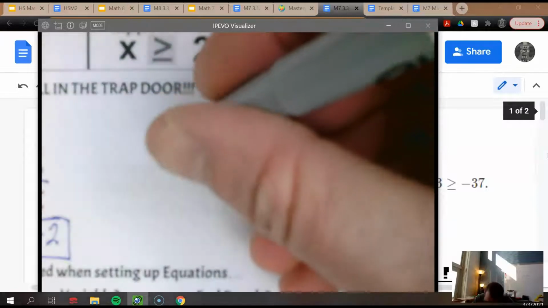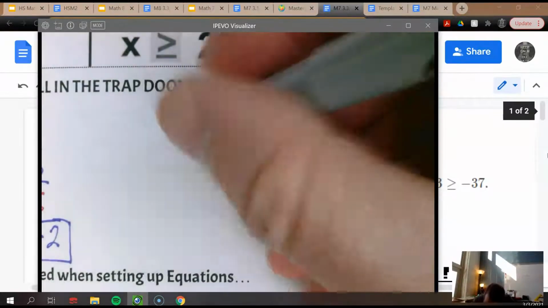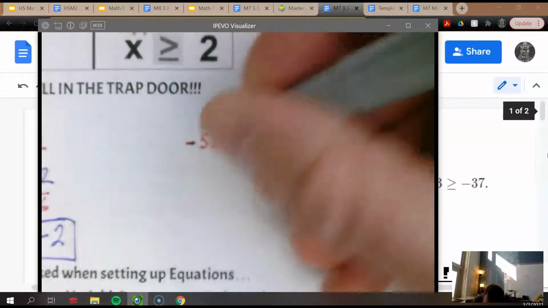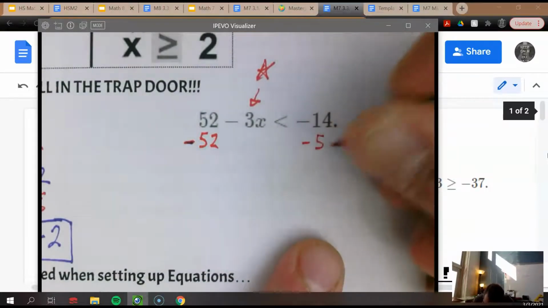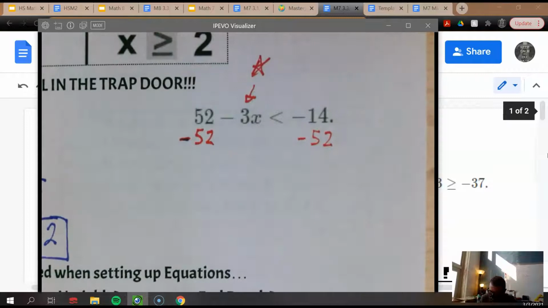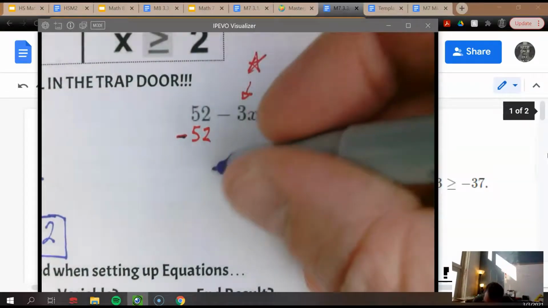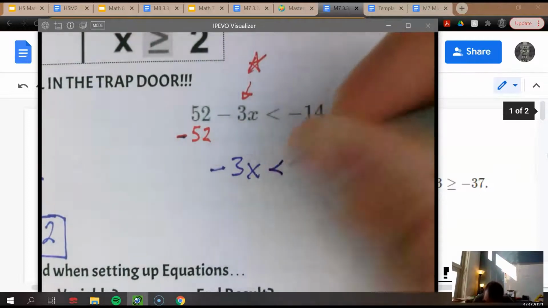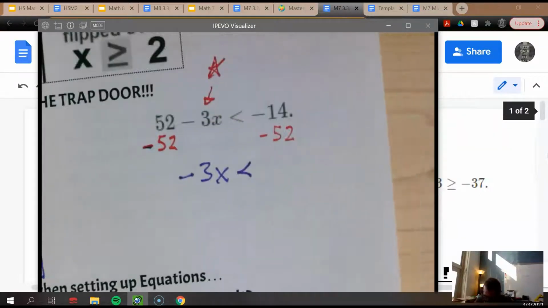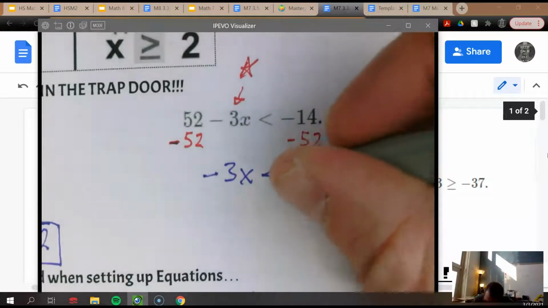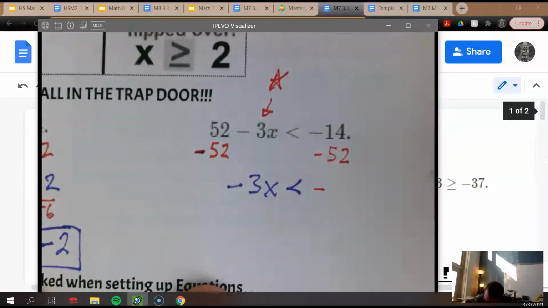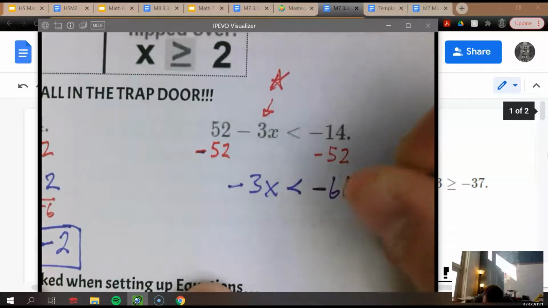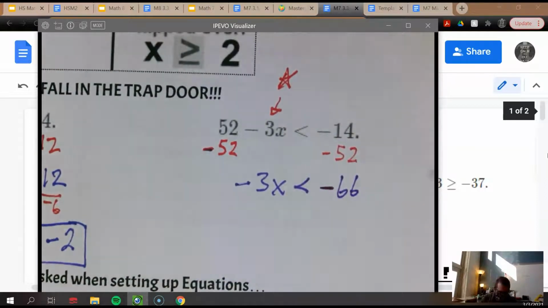Subtract 52 from both sides. Sorry, I picked up the wrong pen. We still have -3x. This is still less than. And then we have -66. Now, Nate, what do we want to do on both sides?